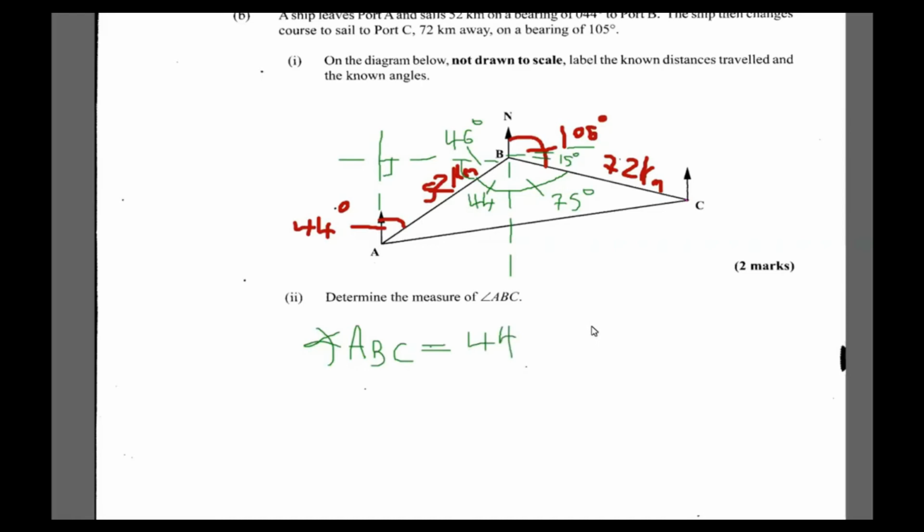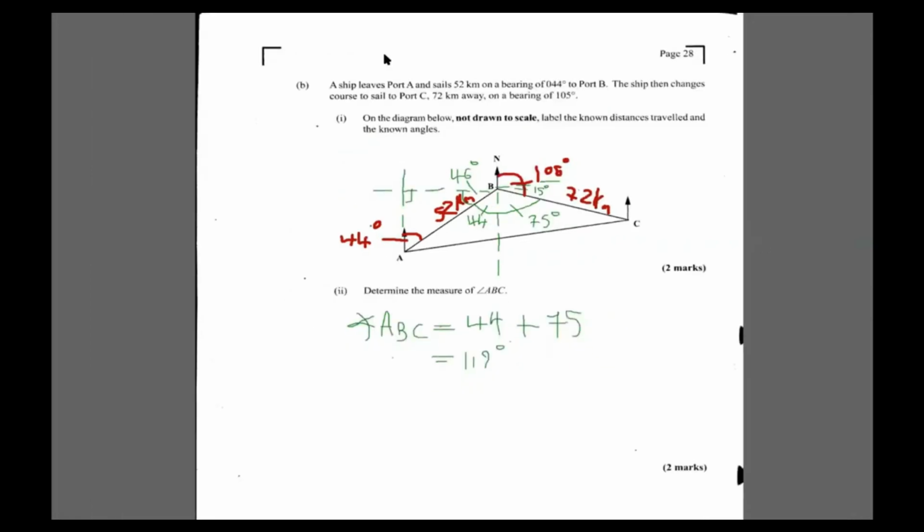44 plus 75, as we know, is 119. So angle ABC is 119 degrees. Nice and easy.